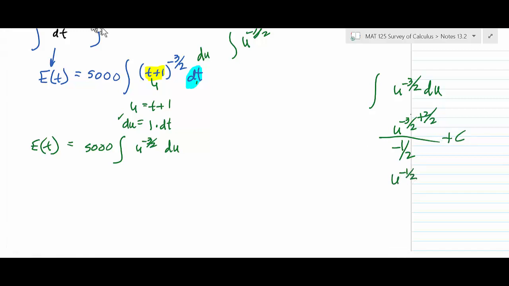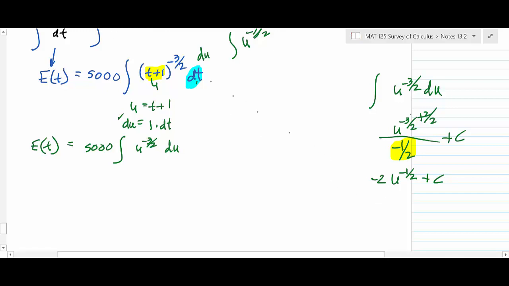Now we talked about this last time, and don't let this bother you. What are you really doing if you divide by a fraction? You're multiplying by the reciprocal. So this really is going to be negative 2 u to the negative 1/2 plus c. Now that's a power rule for integrals. You got the fraction involved in that. Does that make sense to everybody? Okay, it's arithmetic. Okay. Now, what else do you got to do?